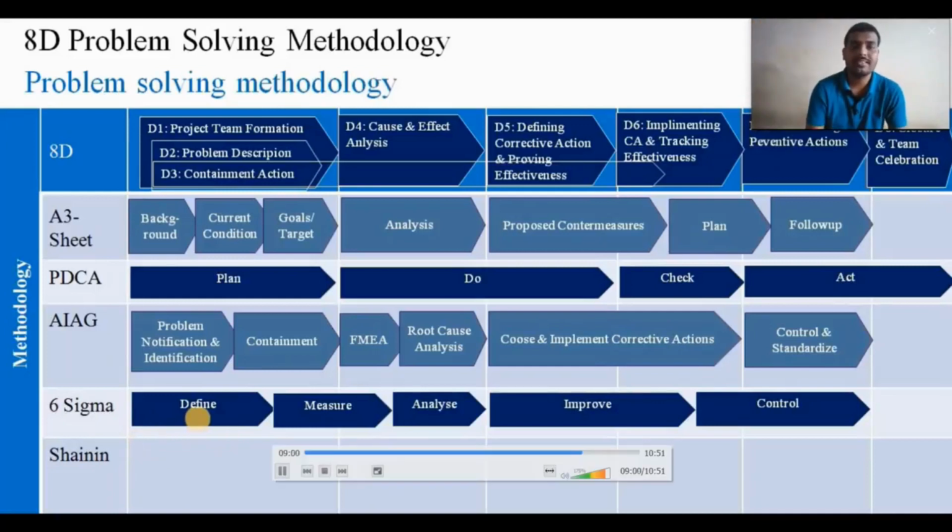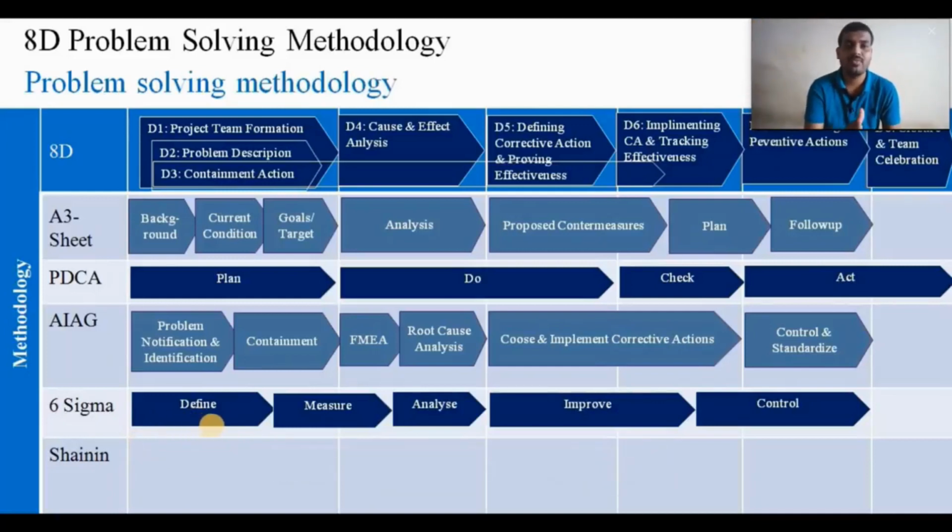DMADV stands for define, measure, analyze, design and validate. If your product is at running level or in use, then you have to use the DMAIC methodology for problem solving, that is define, measure, analyze, improve and control.